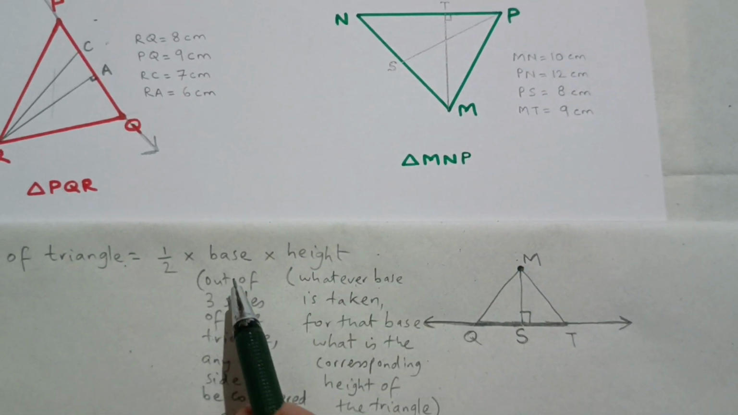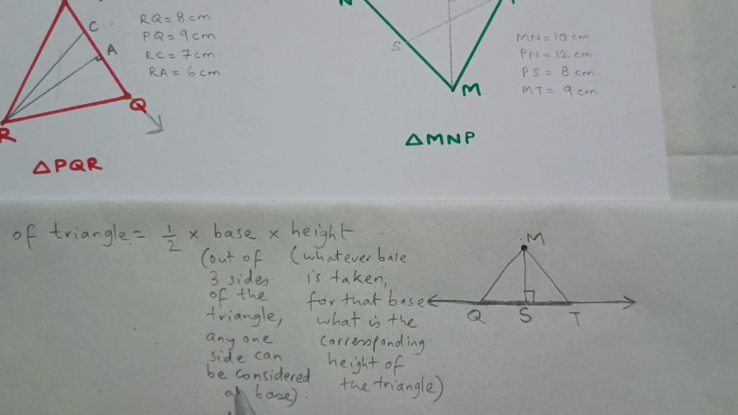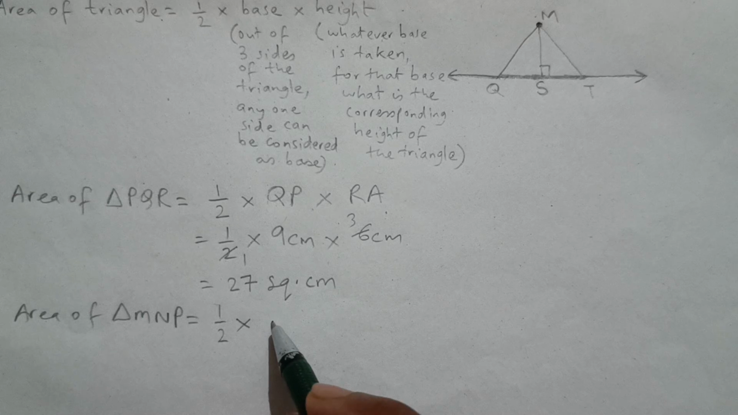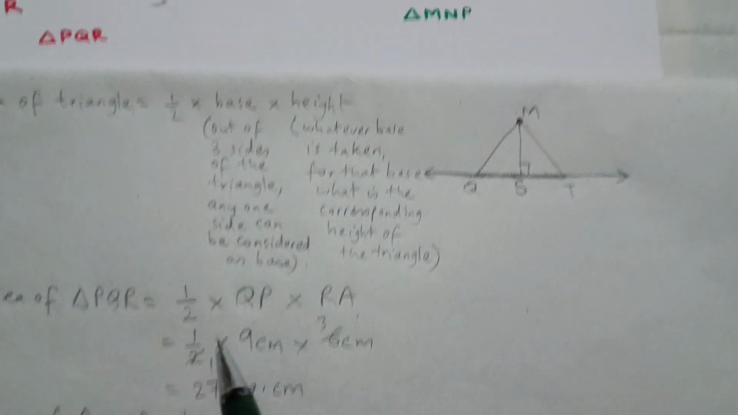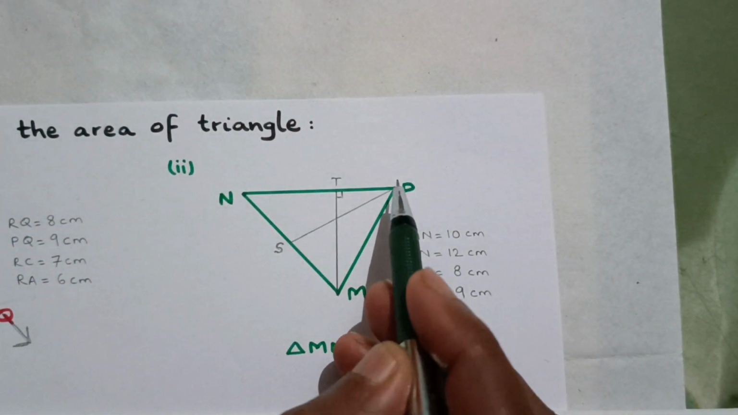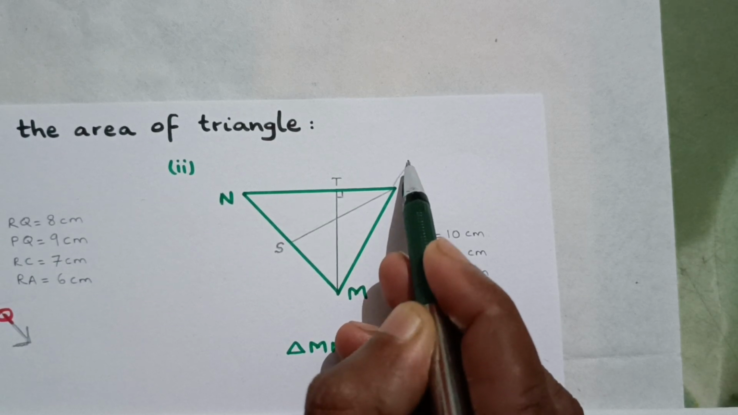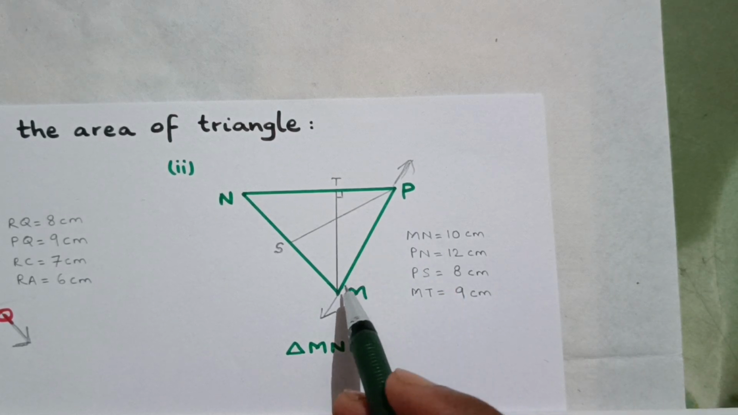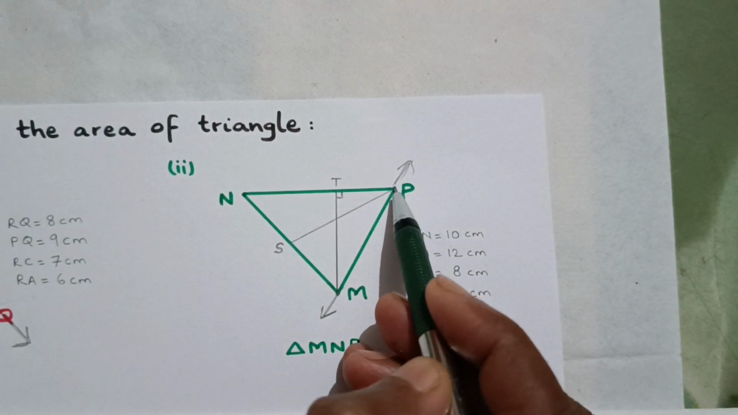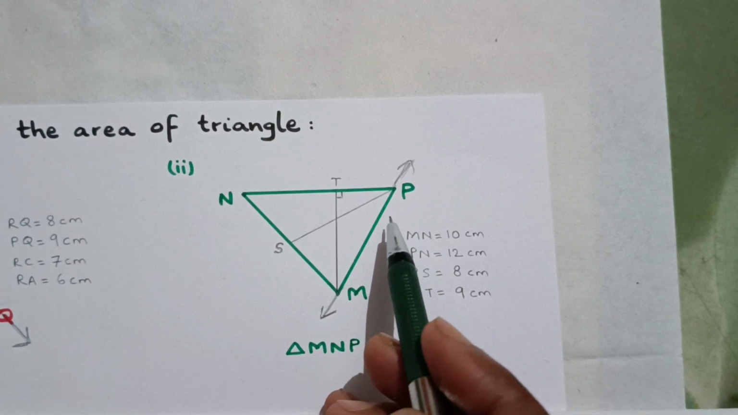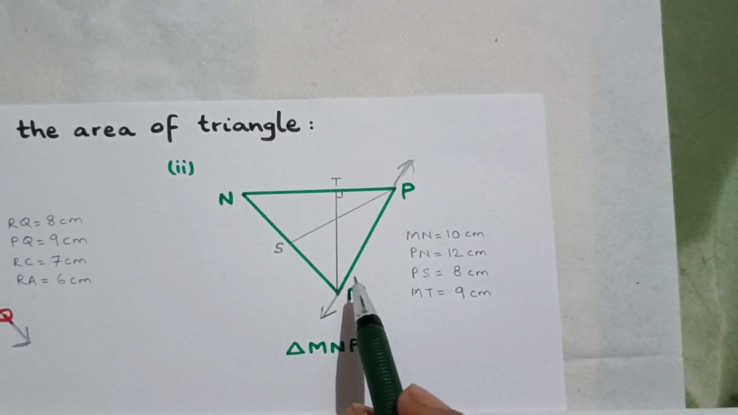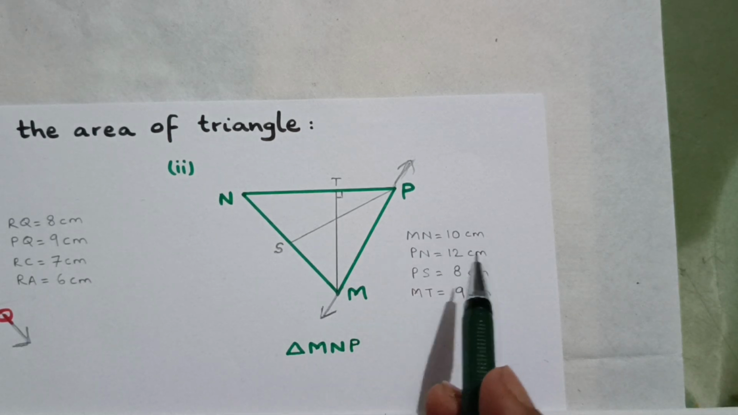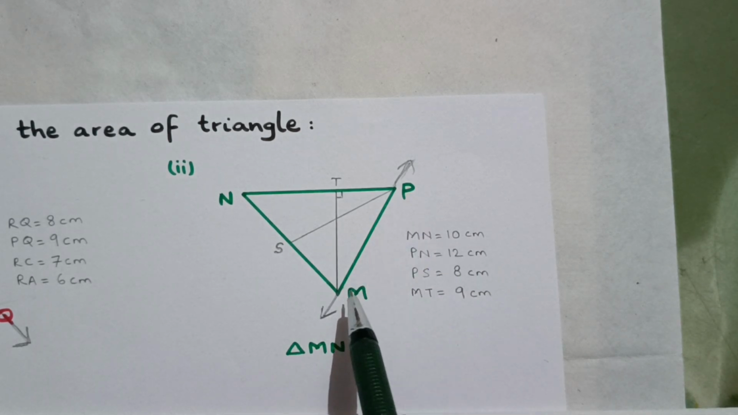So yes, I can take PM as the base because any one side of the triangle can be taken as the base. So let us take PM as the base. So PM is our base. So I will extend the line on which side PM sits. So I have extended it in both the directions. Now, do we know the measure of PM? No. In our information, we have not been given the measure of side PM.